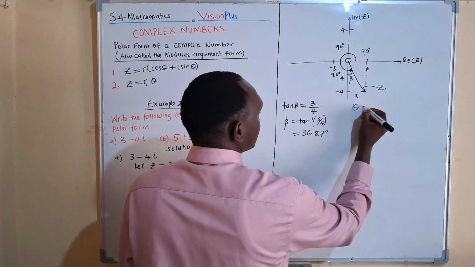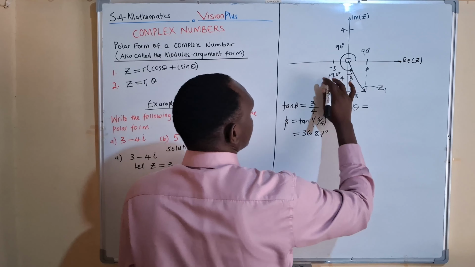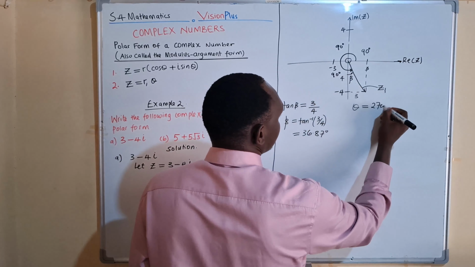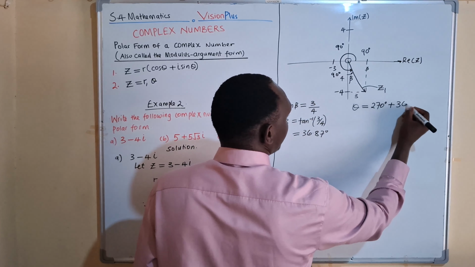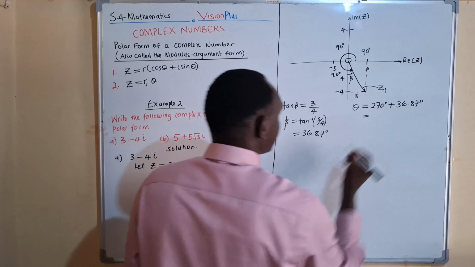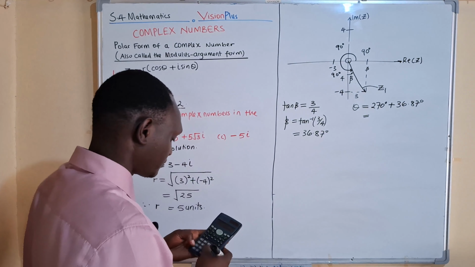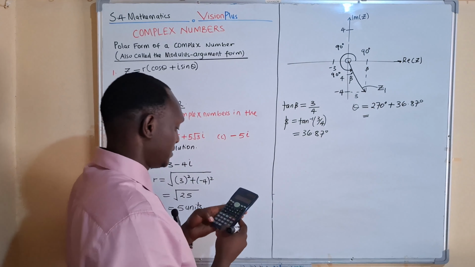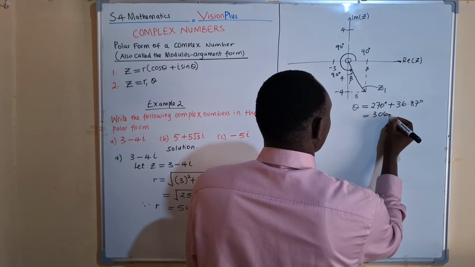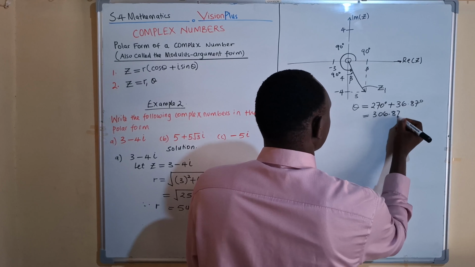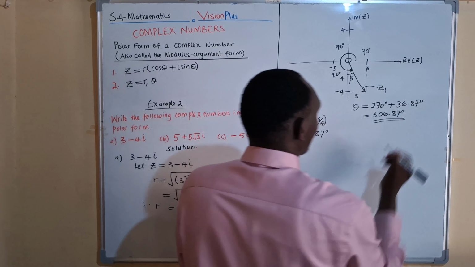Now to get the argument, we need to add 90 plus 90 plus 90, that is 270 degrees, plus this small angle that we have obtained, 36.87 degrees. This gives us 306.87 degrees. This is our argument.